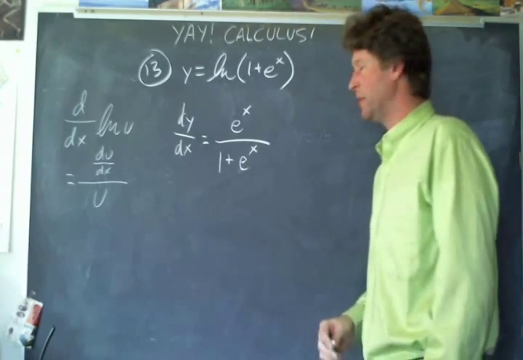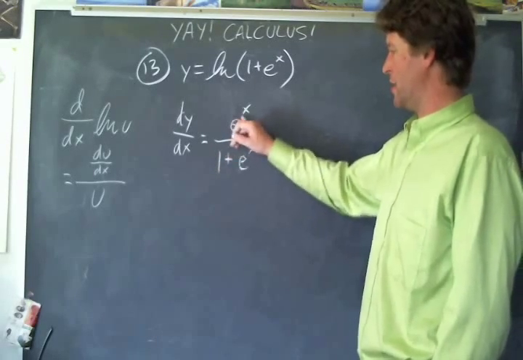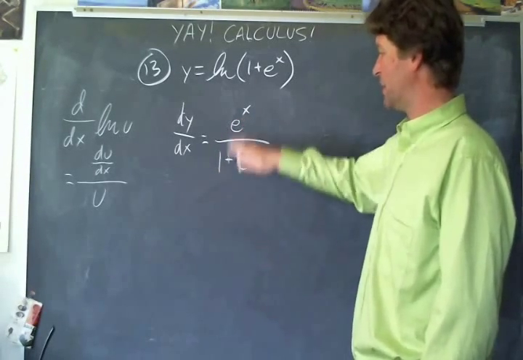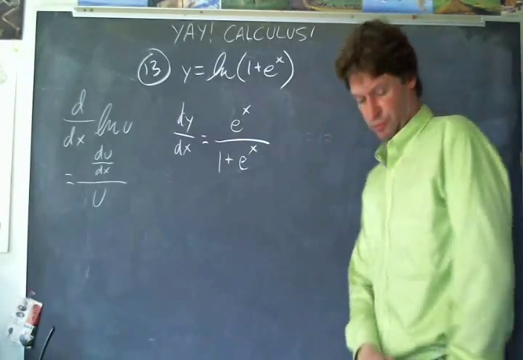We cannot split this up. This does not go to e to the x over 1 and e to the x over e to the x. It doesn't work like that. This on top and this on bottom, that we could cancel. But we are done as is.